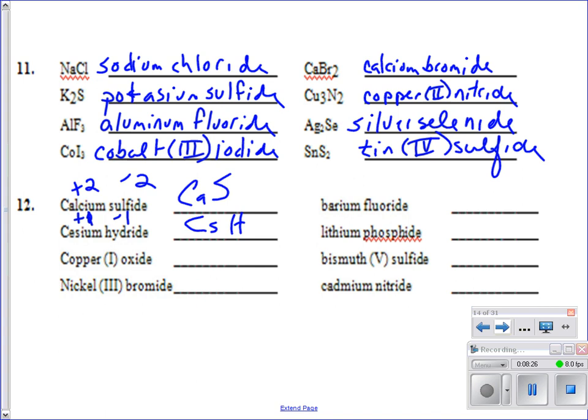Copper 1 oxide. What's the charge on that copper? 1. The Roman numeral 1 is telling you. What's the charge on oxide? -2. So what is the formula for copper 1 oxide? Cu2O.